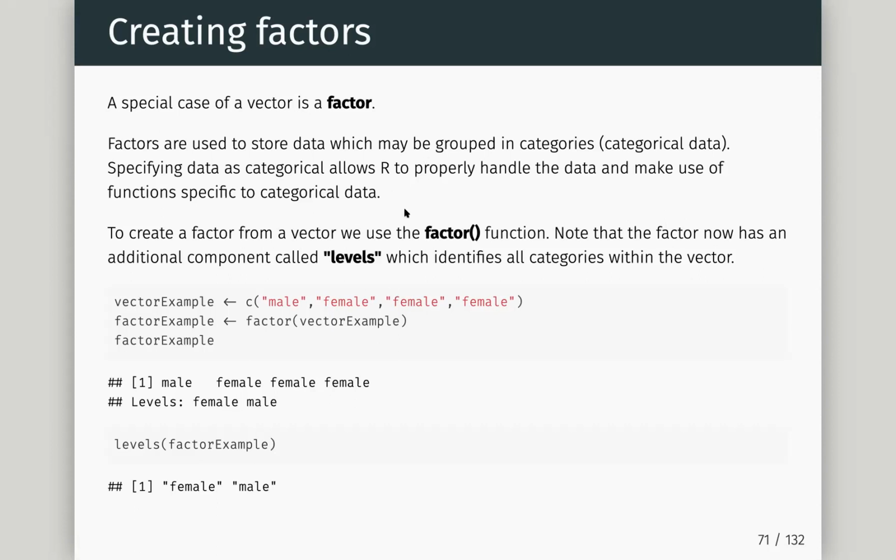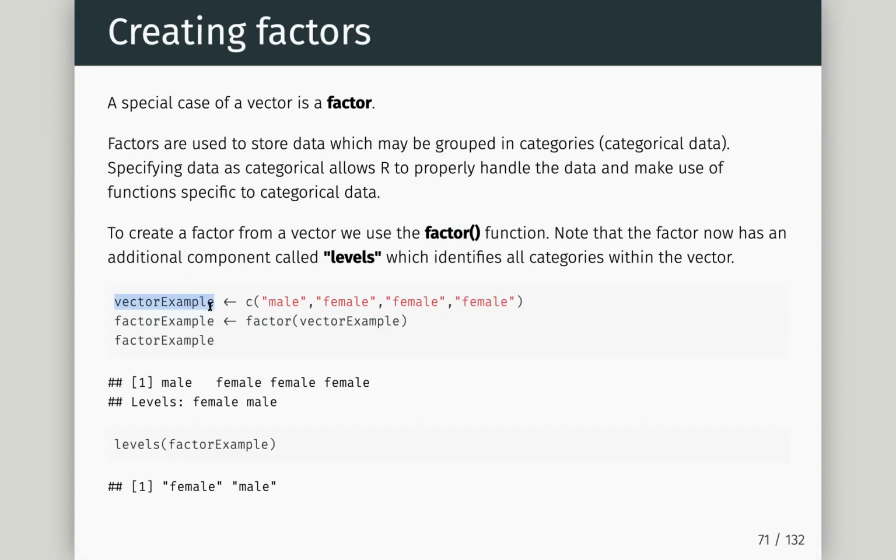We have a nice example here, where you can do things like summary. If you do this to a factor, it will give you a much more sensible result because it's expecting the data to be categorical. We can make vectors we already have into categorical vectors, factors, just by using the factor function. So I'm going to create a vector here: male, female, female, female.